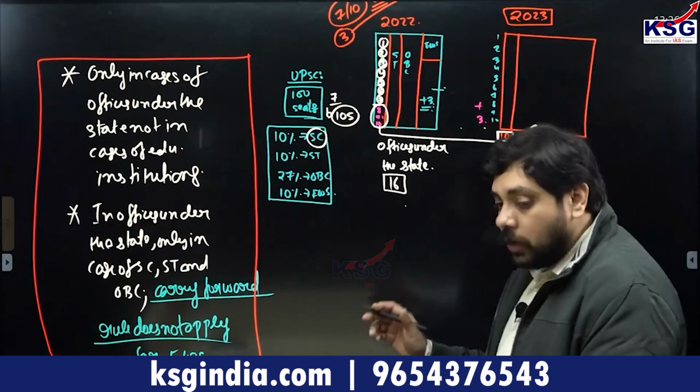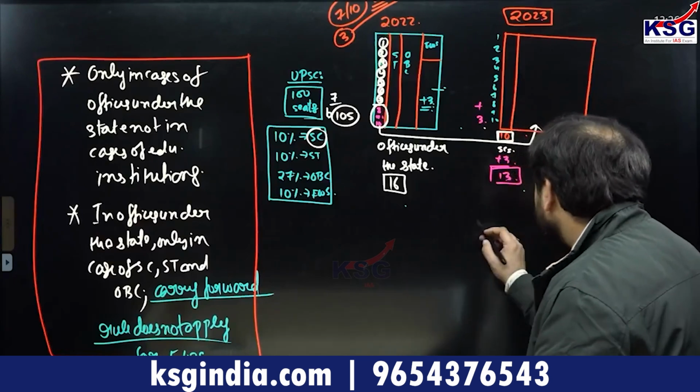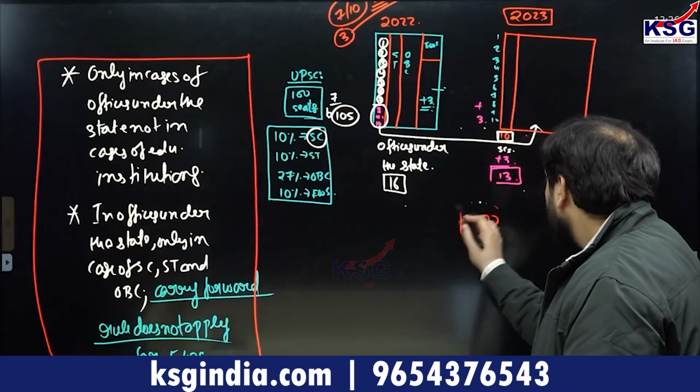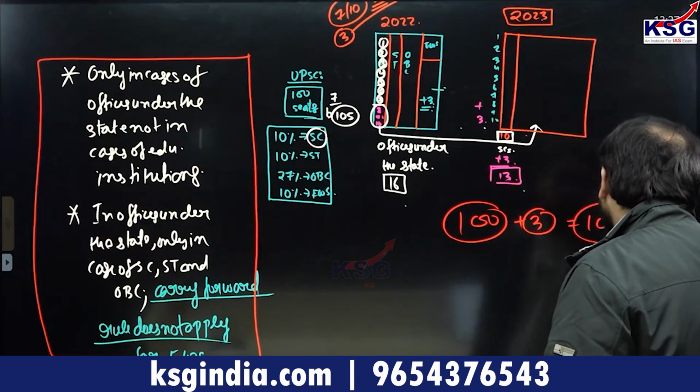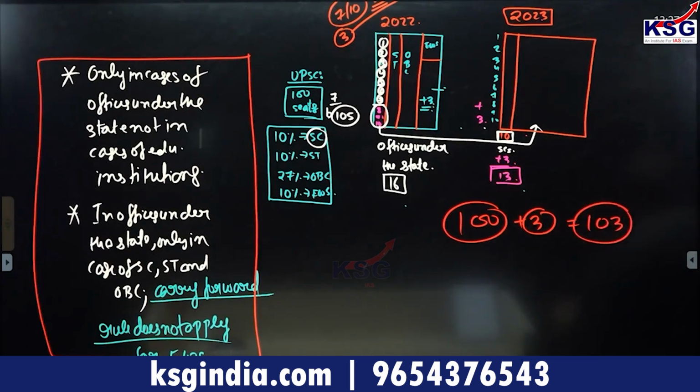No, see, they will not be deducted from the general category. If, for example, you have 100 seats over here, 3 seats would be added, bringing the total number of seats to a net of 103. Am I clear? If 100 seats are there and 3 seats are added, the total becomes 103.